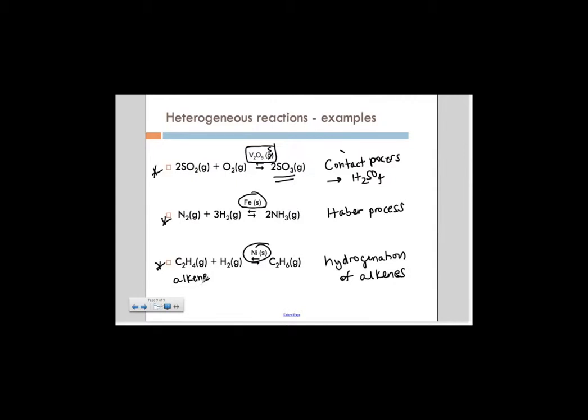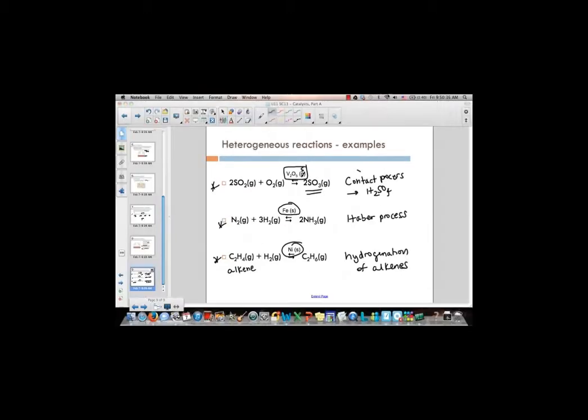Okay, so that concludes this first screencast. In the next screencast, we're going to be talking about advantages and disadvantages of heterogeneous versus homogeneous catalysts, and we'll talk about how you go about selecting a catalyst. Let's go ahead and stop there.